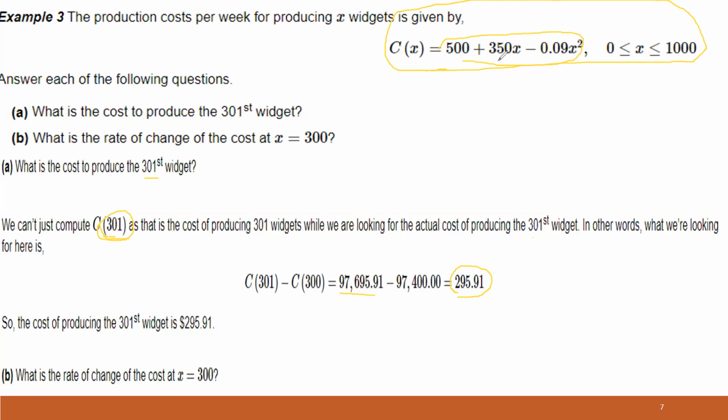It's going to be 500 + 350 times 301 - 0.09 times 301 squared. We're going to get this value. When we plug in 300 now, we're going to get this value. So the difference is 295.91. So the cost of producing the 301st widget is actually this value here. Clear?